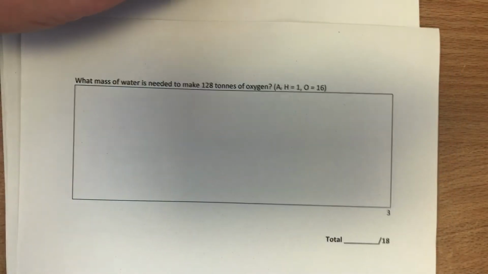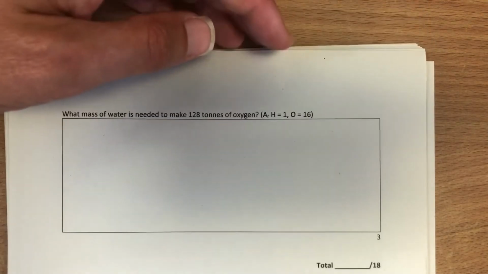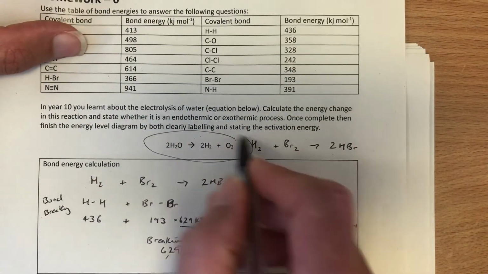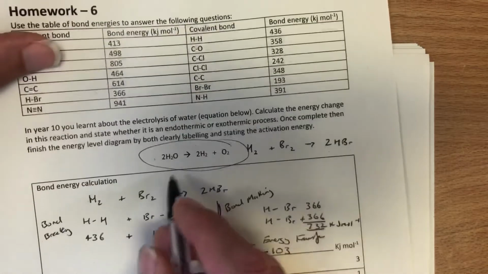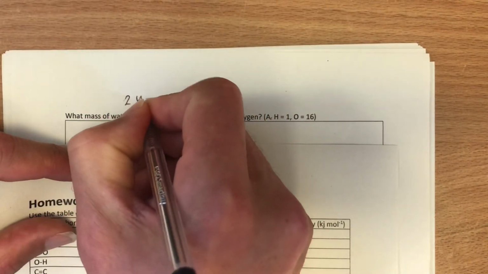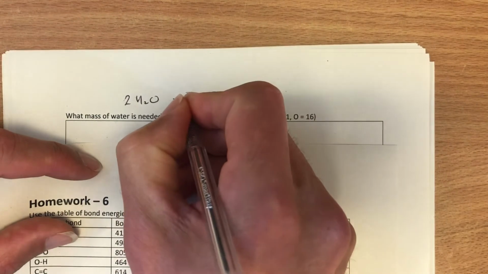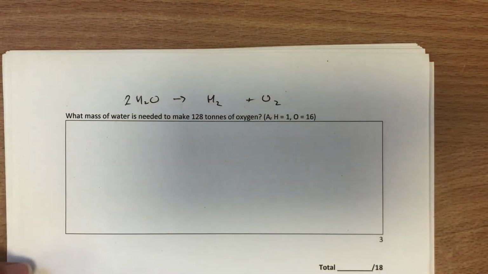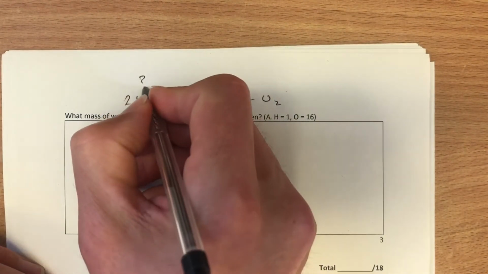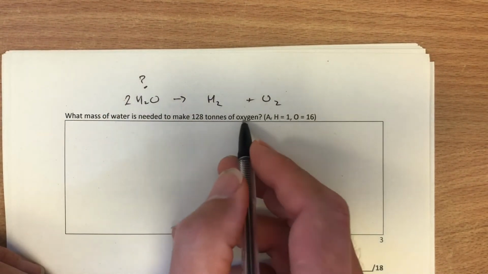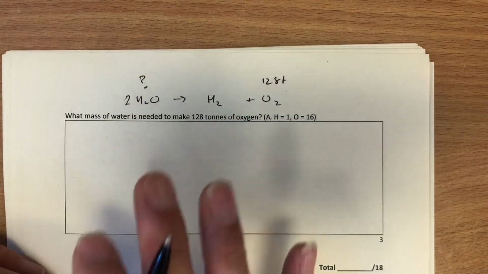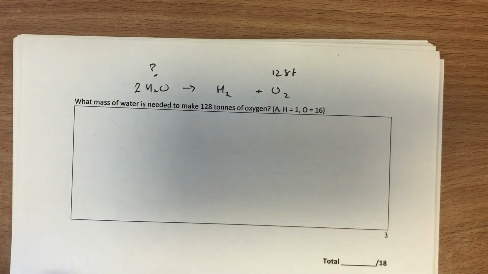Last question. Also difficult again. We've got to calculate in quantities. What mass of water is needed to make 128 tons of oxygen? Okay, so that is talking about this equation here. So let's write this equation over on the other page. 2H2O arrow H2 plus O2. So it's saying what mass of water, so that's going to be the question mark, is needed to make 128 tons of oxygen. So that's your question, but I'm not going to do that one. I'm going to do a different one.